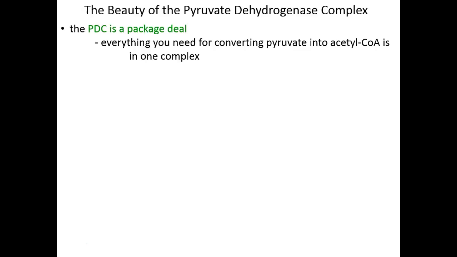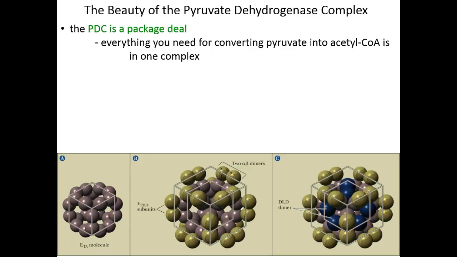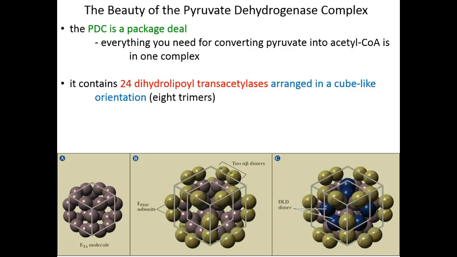Now the pyruvate dehydrogenase complex is truly an awesome complex to behold. It is a package deal, literally in a single package. Everything you need for converting pyruvate into acetyl-CoA and regulating that conversion from an energetic perspective is all in the one complex of the PDC. And not only that, it is very organized and streamlined.